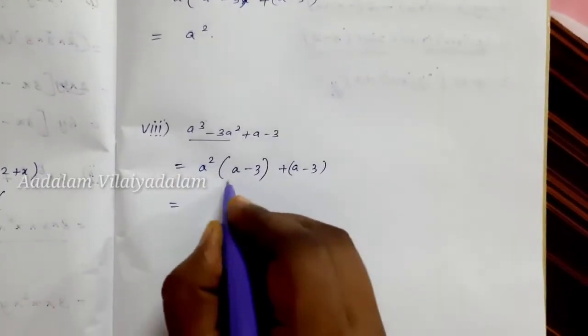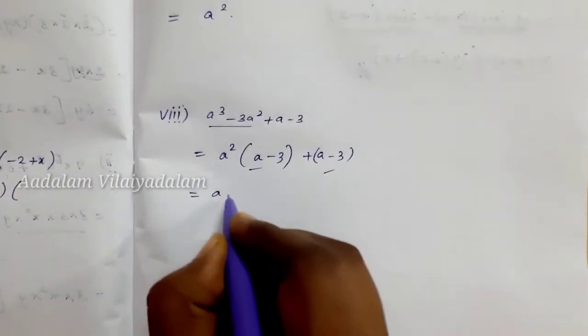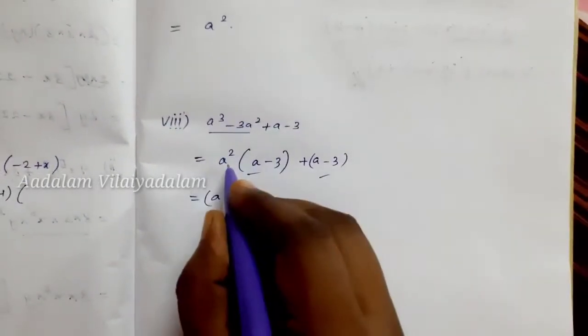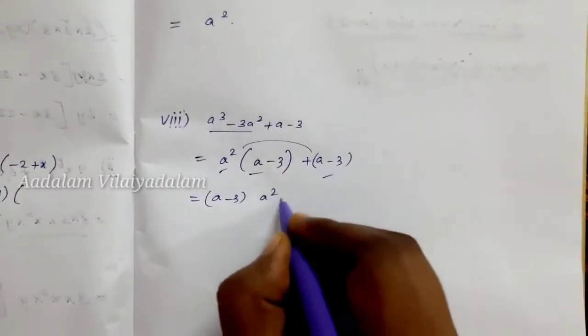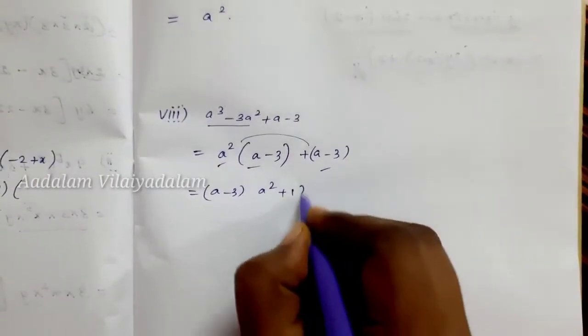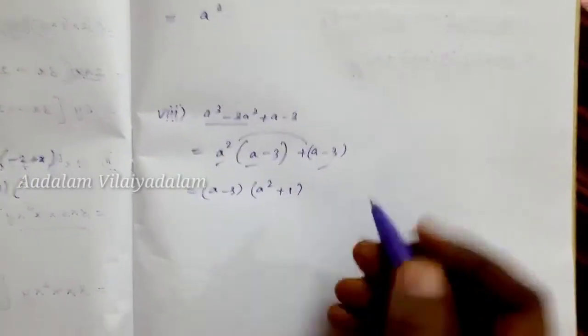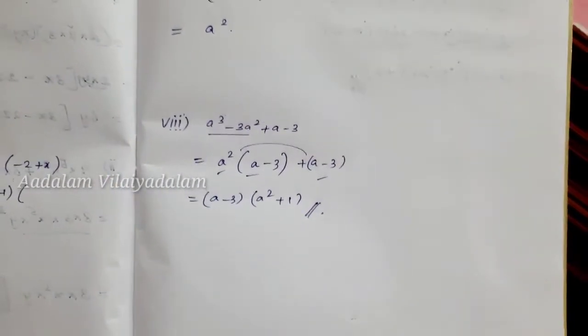If we take this a minus 3 and a minus 3 as a common, then we will be getting a minus 3. Then the remaining values will be a square plus, instead of this place value, we can substitute 1, that is a square plus 1, which is the answer for this 8th subdivision.